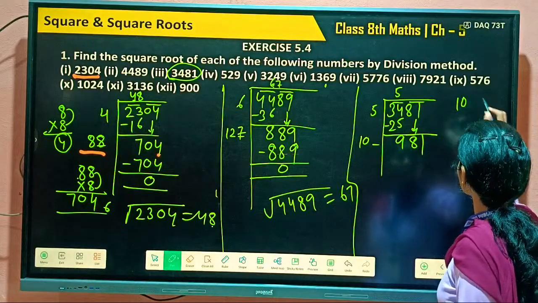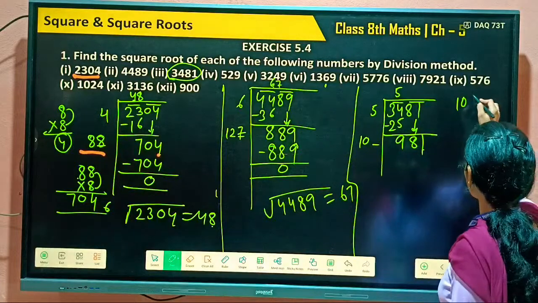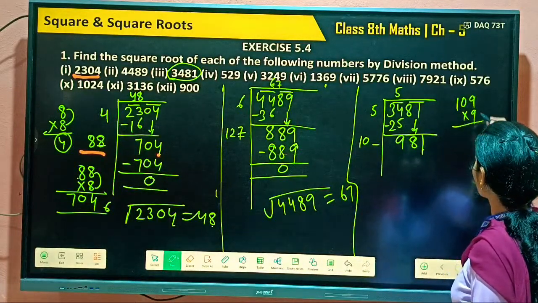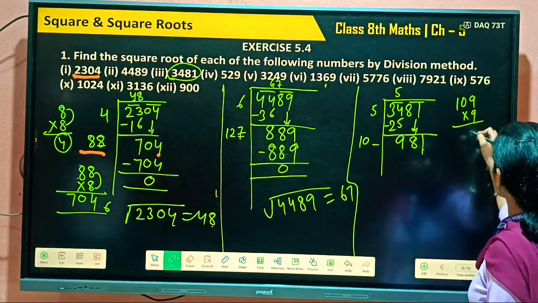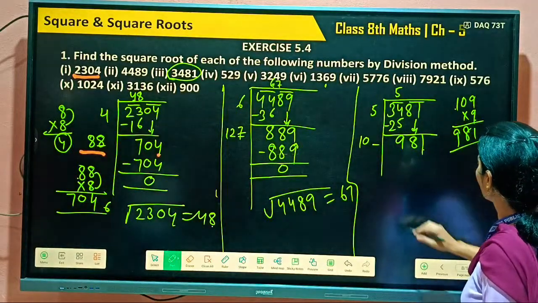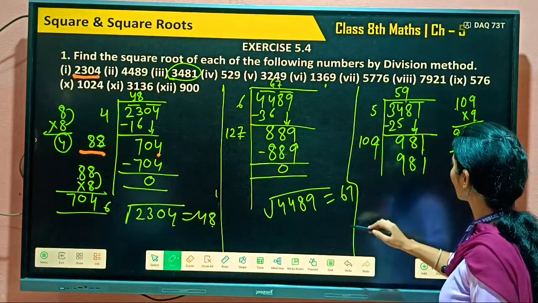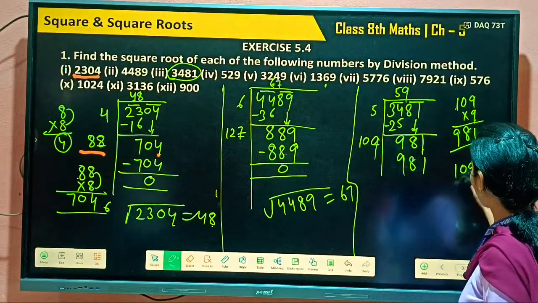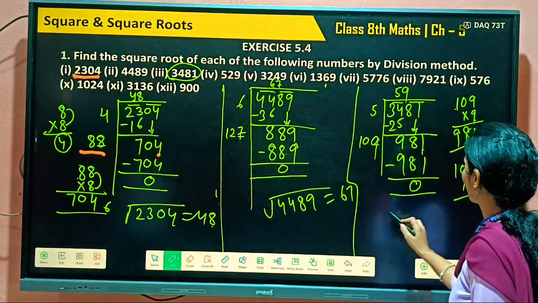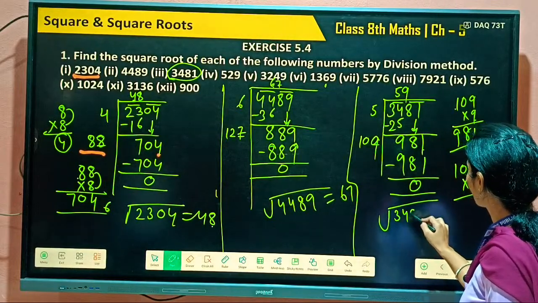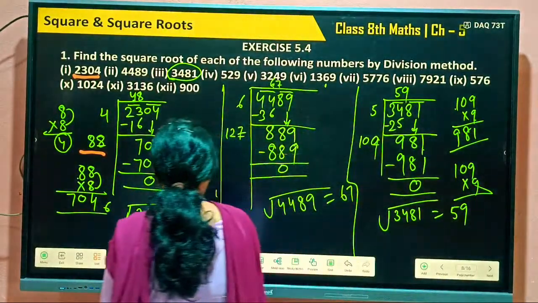Okay, let us start thinking. It contains 1 as its unit digit. So maybe we can check on 9 because 9 9s are 81 and it is containing 1 at its unit place. So we got 981 with 9. You will write there also 9. Multiplication of 109 with 9 is 981. Remainder is 0. So what is the square root of 3481? 59. Let us do the fourth part.